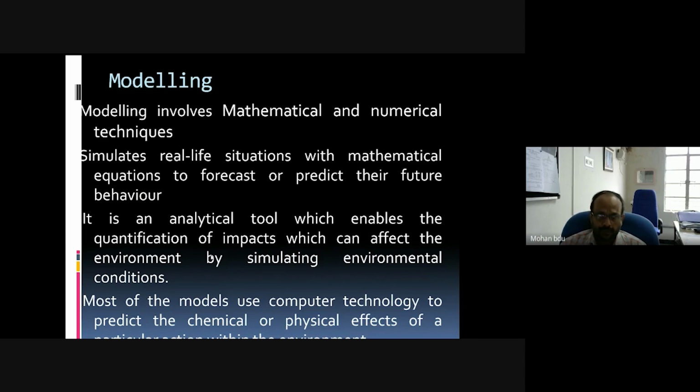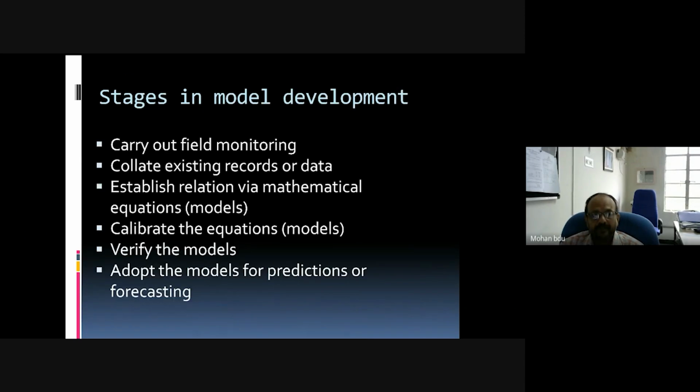For example, what will be the water pollution? What could be the water pollution? Is it at a safe level, or is it at a higher level? Or we can even have a sort of range while predicting, while trying to assess the impact through modeling. Most of the models use computer technology to predict the chemical or physical effects of a particular action within the environment.